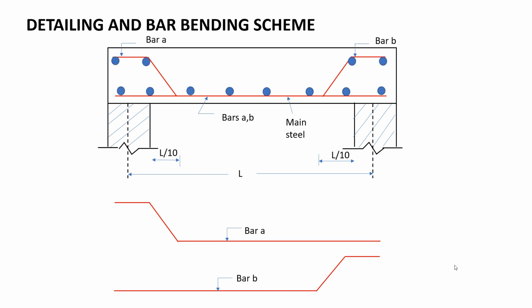And in the other direction, we will provide the distribution steel. This distribution steel will take care of the temperature and shrinkage stresses, and it will keep the main reinforcement in position and properly distribute the loads evenly into the slab.